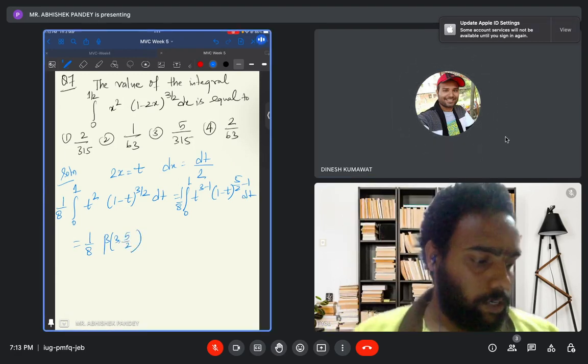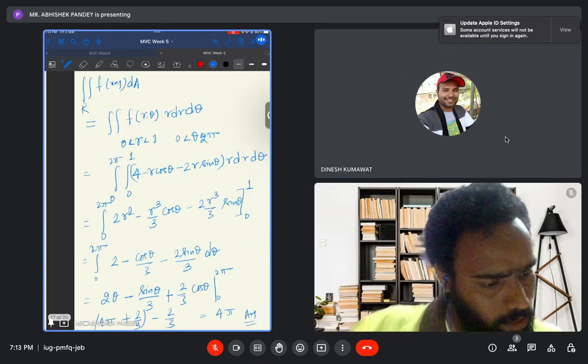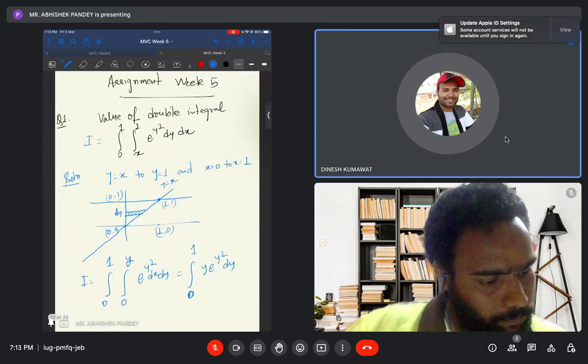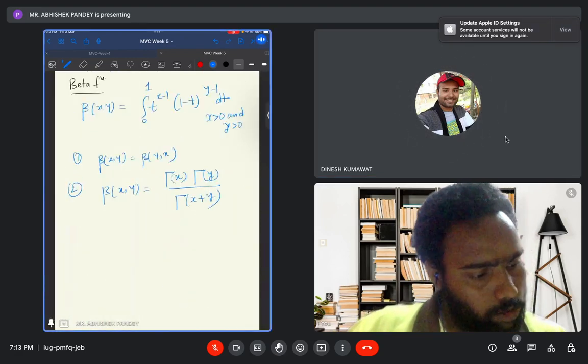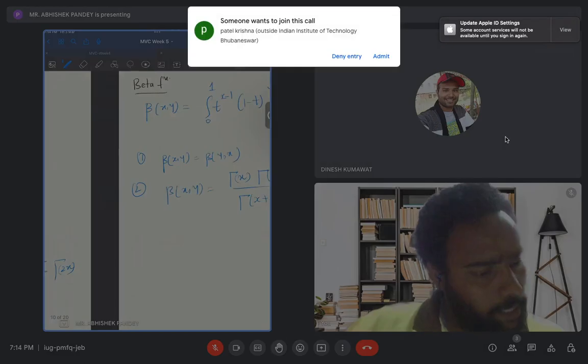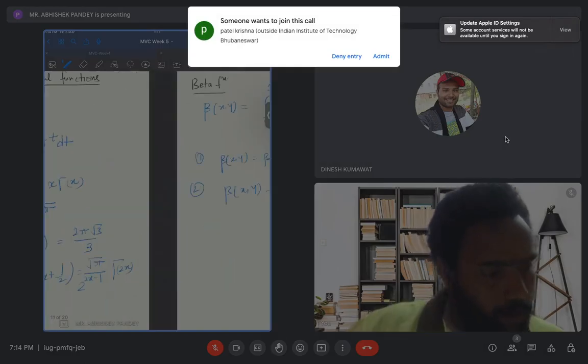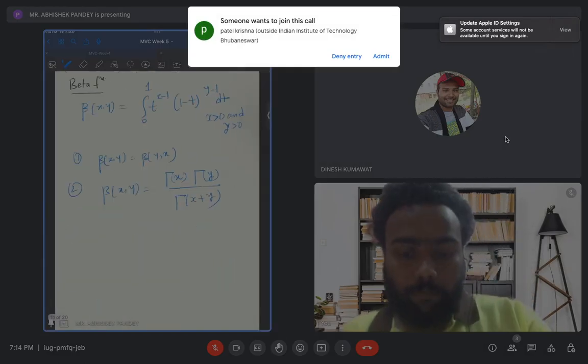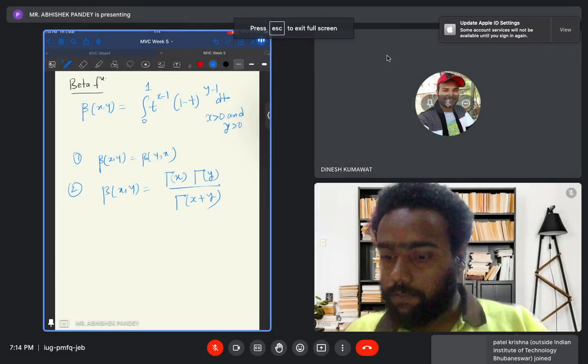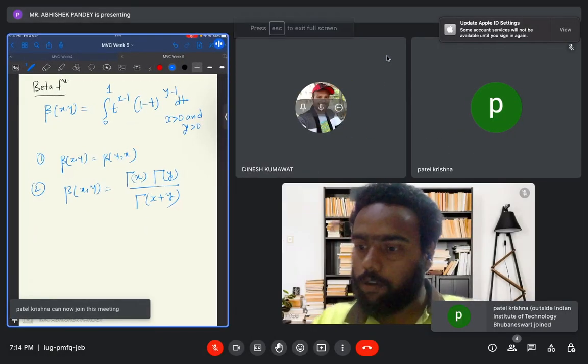Now how to calculate this one? I have written some formula, I guess. Convert this in terms of gamma function. Yeah, gamma we can write. And also one more thing I have written. Just wait, I will write. I forgot to write that thing.